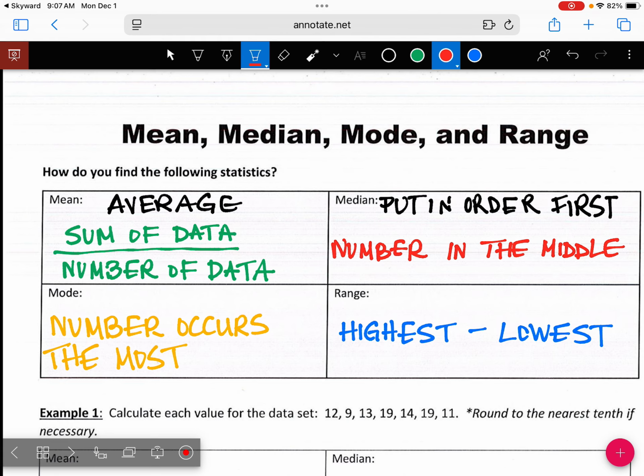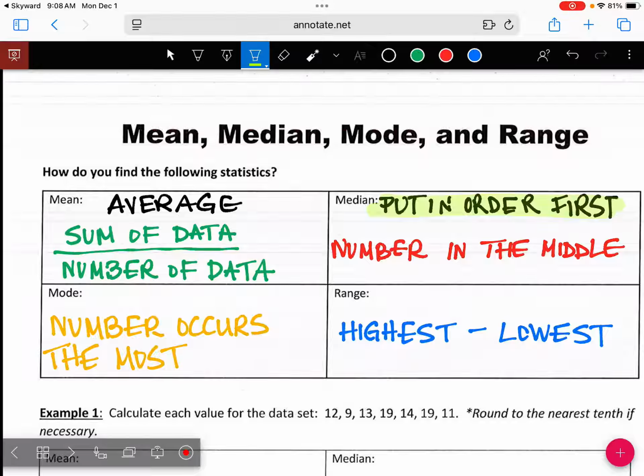So in order to find the average, we're going to add them all up. And then we're going to divide by how many numbers we added. Now for the median, this is really important. For the median, we have to put the numbers in order first. And then after we put it in order, we figure out what number is in the middle.